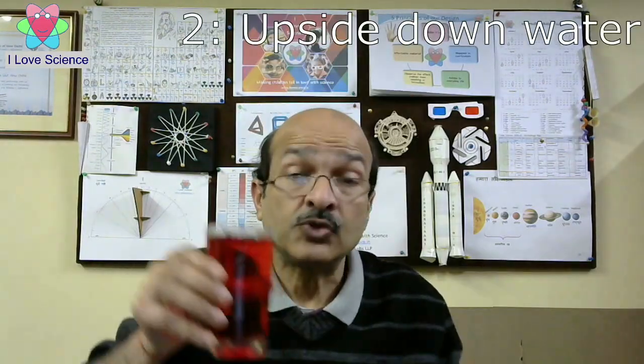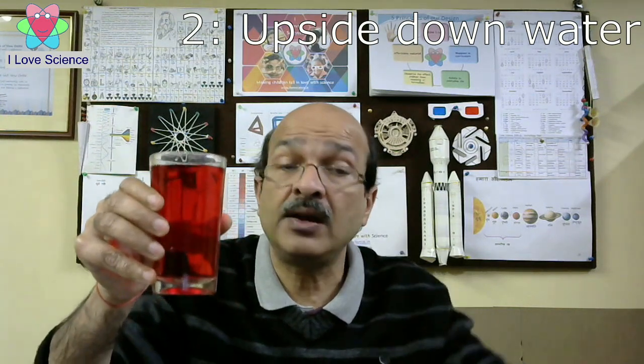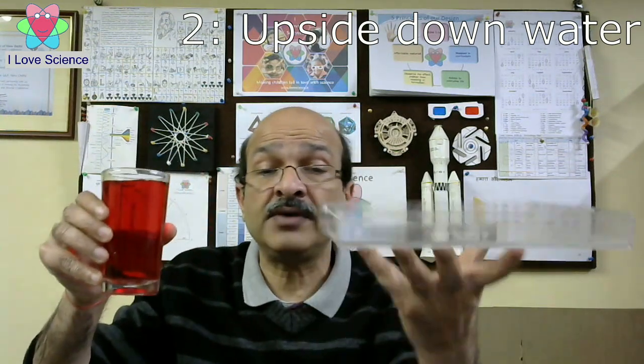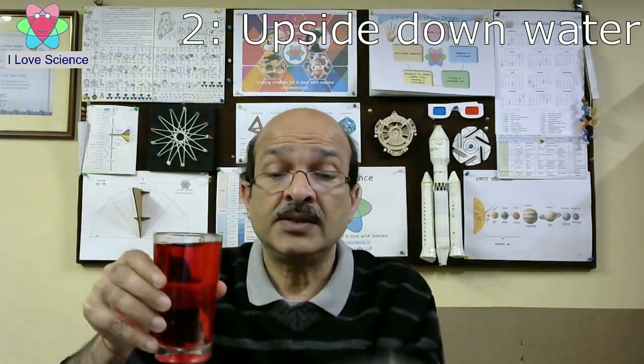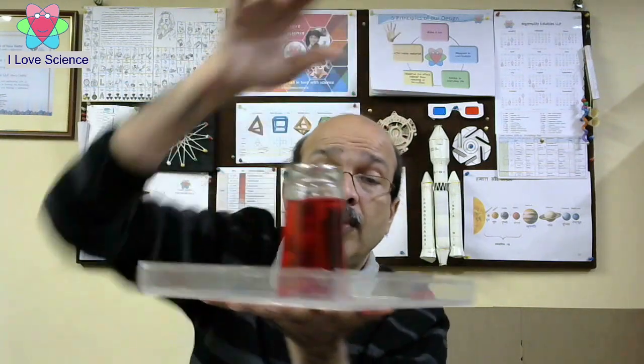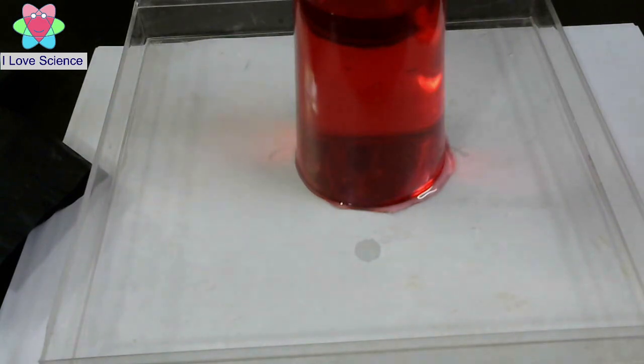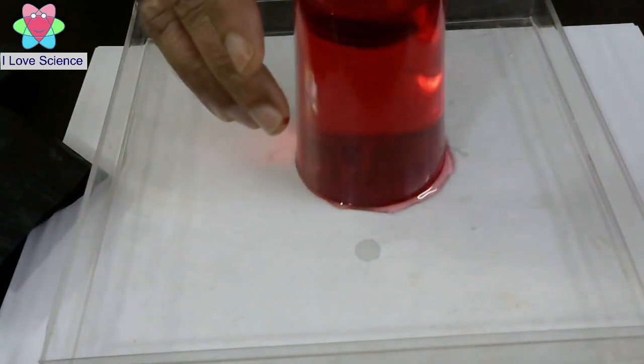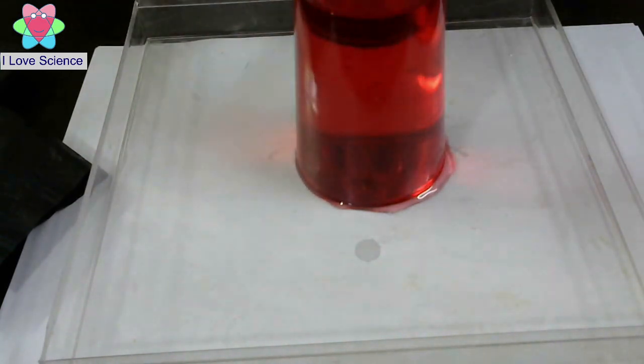Now let's do some other activities with water. So for this activity, I have some colored water here, and I have a plastic lid of a box. Alright, let's see what can we do with this. Now if I lift this glass from this tray, then what will happen? You would assume that all the water will come out. But let's do a trick.